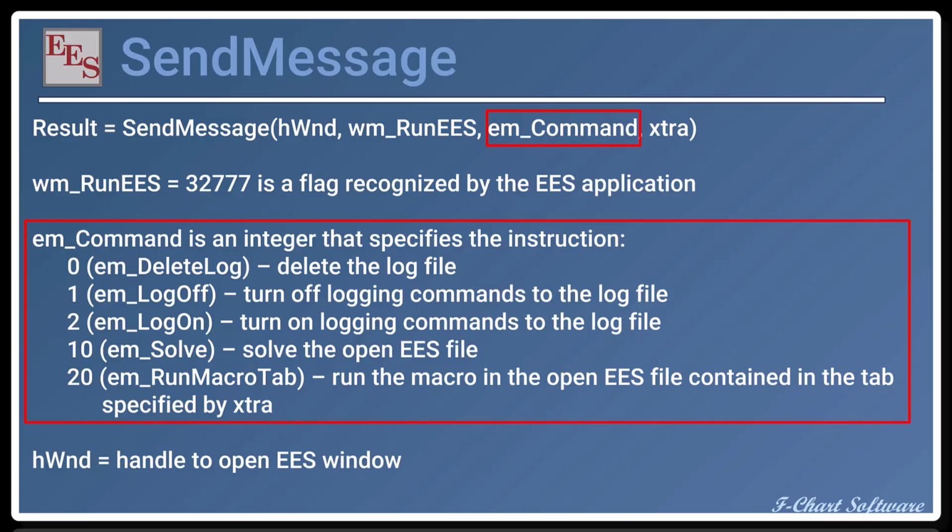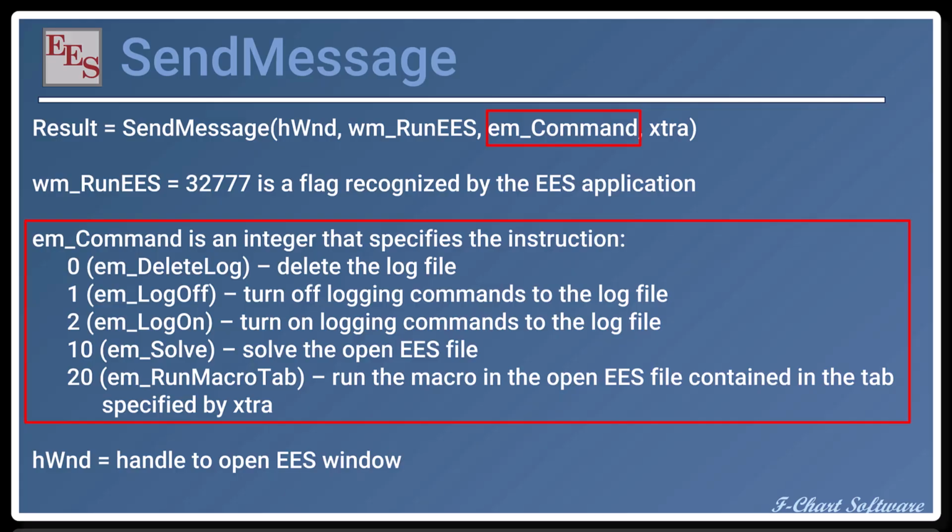The first 3 options correspond to manipulating a log file that logs the commands that are executed during the process, which is useful for debugging. That log file itself is maintained in whatever folder you have EES installed in, and it's called EESCallFromApp.log. And so you can delete the log file, you can turn off logging, or if you want to, you can create the log file if it doesn't already exist, and then start logging to that file.